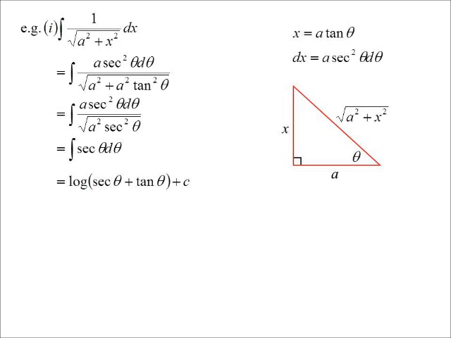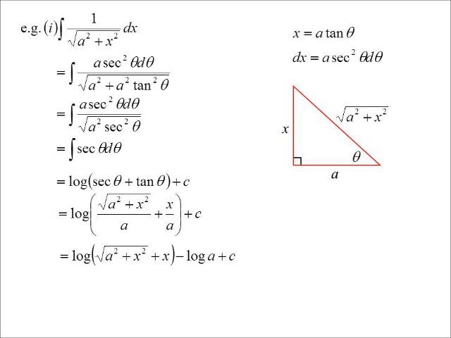So reading off that, sec theta is the square root of a squared plus x squared on a, tan theta is x on a, and you might be thinking, well, hang on, that's not the standard integral. Where does this plus, the over a come from? Well, a is a constant. You could theoretically use your log laws and go minus log a, but hang on, log a is a constant, so really it is just plus a constant. So that's where the standard integral comes from.